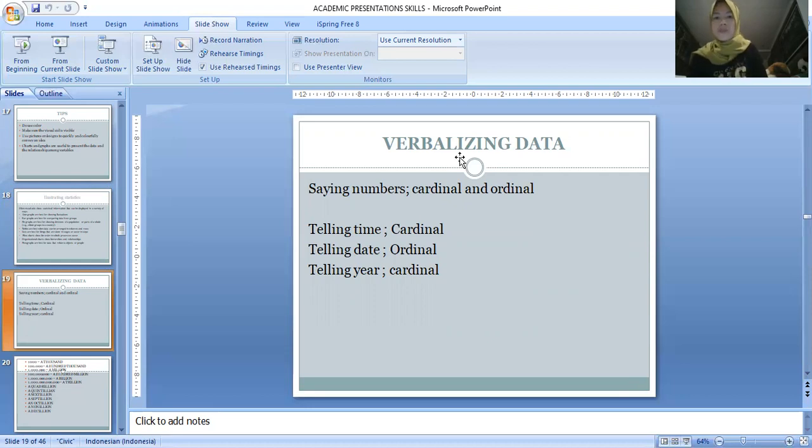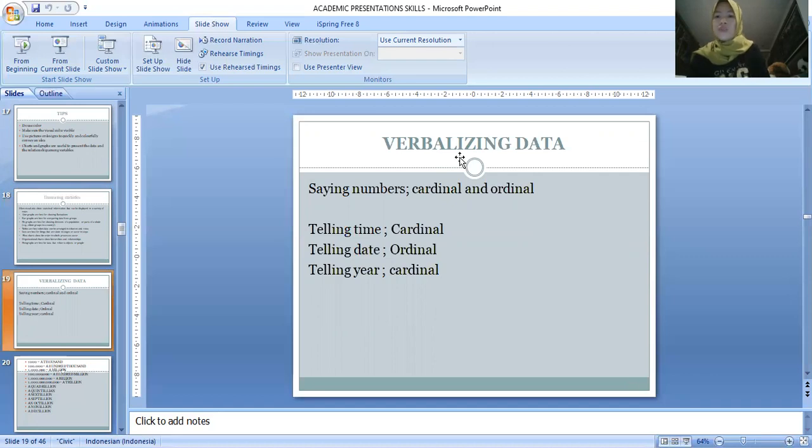There are two types of numbers, cardinal and ordinal numbers. In telling time, for example, you have to use cardinal numbers. It is like counting the numbers: 1, 2, 3, 4, 5, 6, 7, 8. They are cardinal numbers. So when you are asked what time is it, it is 10 o'clock. 10 is a cardinal number. What time is it? It is 10:13. It is also cardinal numbers.